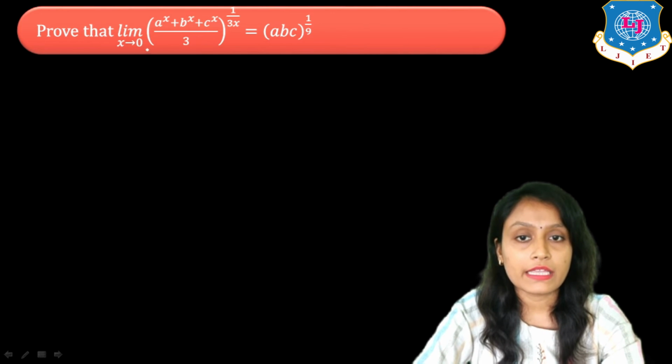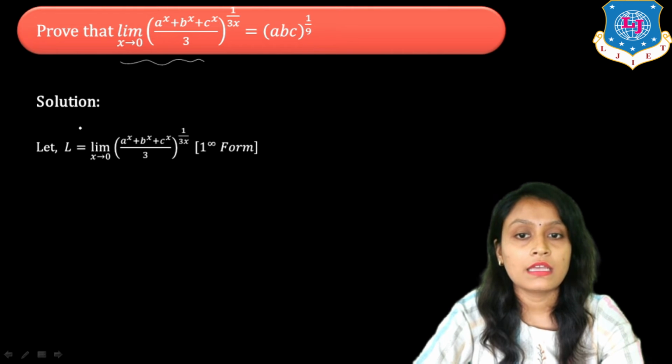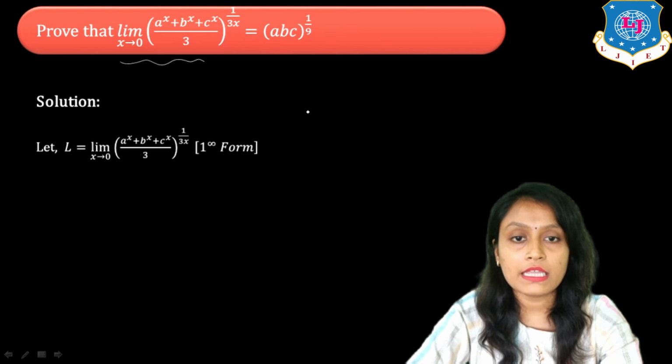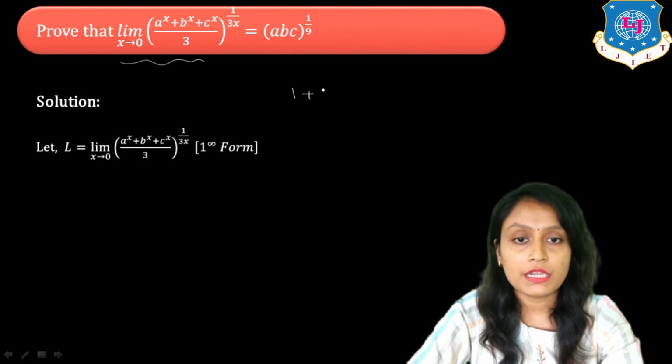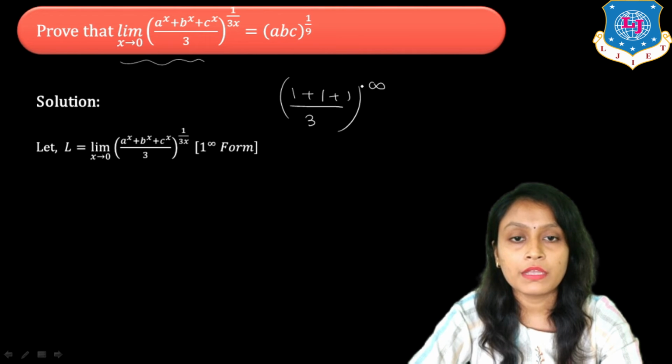Prove that limit x tends to 0 of (a raised to x plus b raised to x plus c raised to x upon 3) whole raised to 1 upon 3x is equal to (abc) raised to 1 upon 9. Firstly, we will assume this limit as L. If you substitute x equal to 0, you will get a raised to 0, that is 1, plus b raised to 0, 1, plus c raised to 0, 1, upon 3, and whole raised to 1 upon 0, so it will become infinity. This 3 upon 3 is 1, so you will get the form 1 raised to infinity.